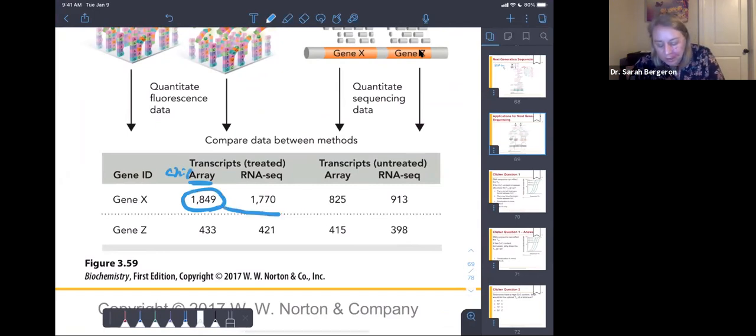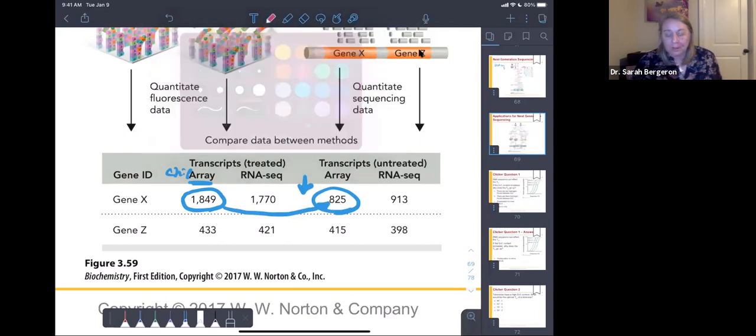and I use the same method, and I say, okay, what happened to that transcript? What did it do? Go up or go down? Expression went down, right? Went from 1,849 to 825. So expression went down, okay?